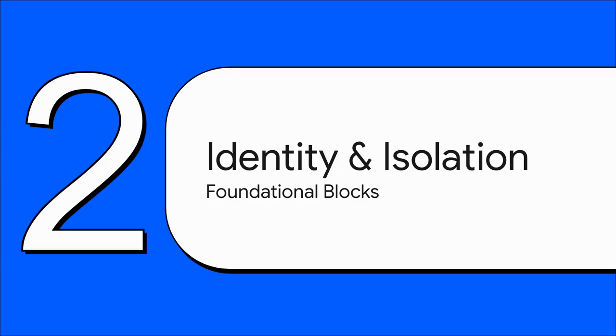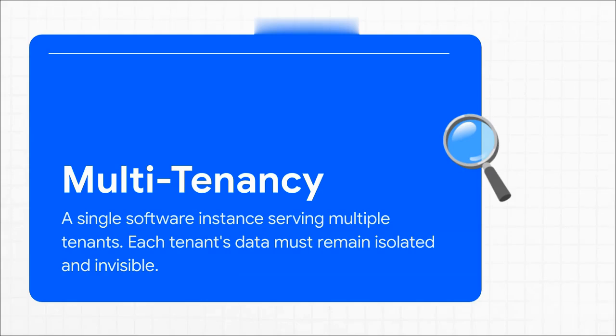Before we jump into the architecture, we've got to understand the fundamental building blocks that make it all possible: identity and isolation. First, let's just be crystal clear on what we mean by multi-tenancy. It's really simple. One piece of software serving lots of different customers. One apartment building, many families. And the golden rule, the non-negotiable principle, is that every tenant's stuff has to stay completely separate and invisible to everybody else. Period. No exceptions.